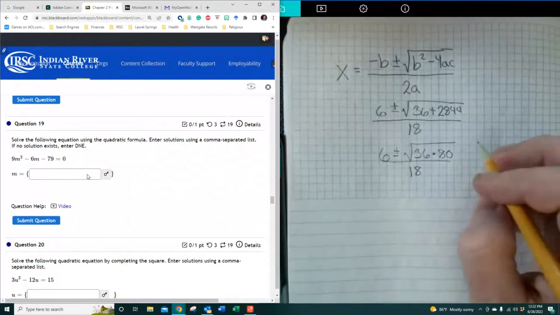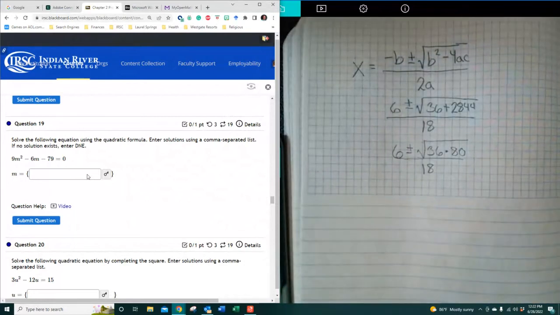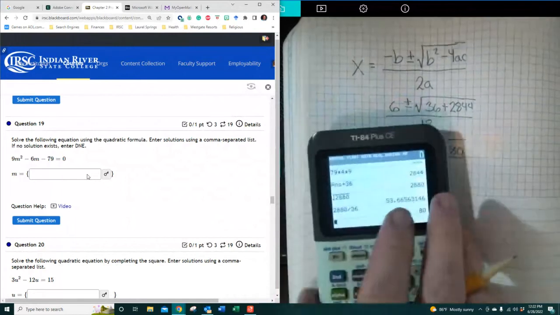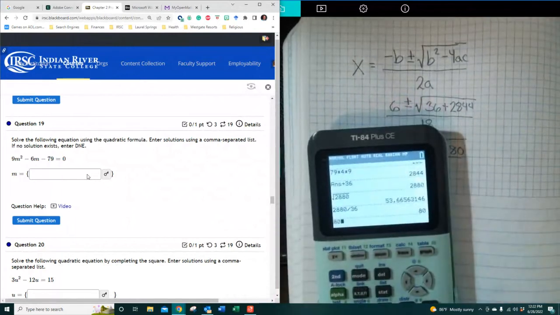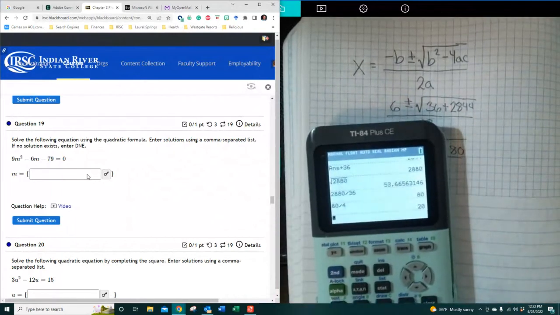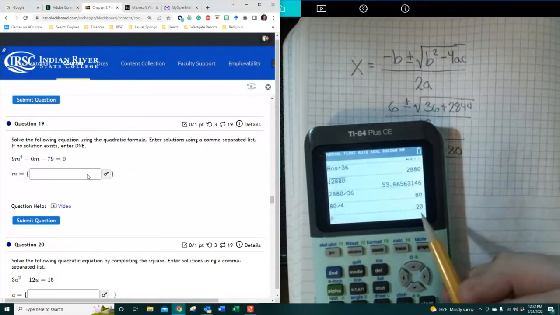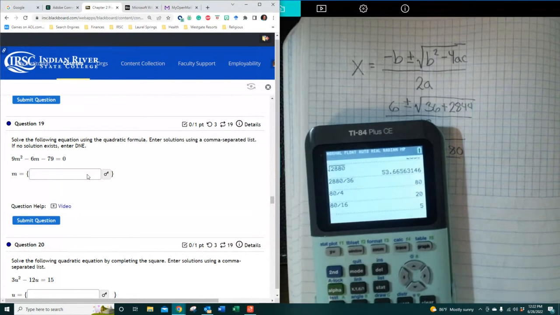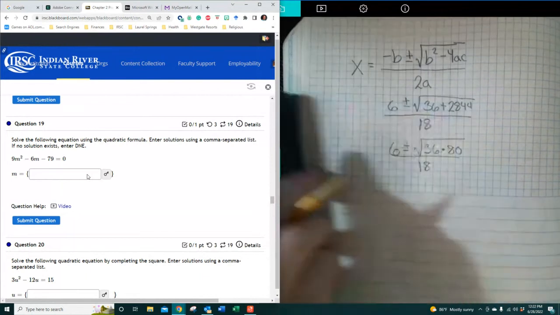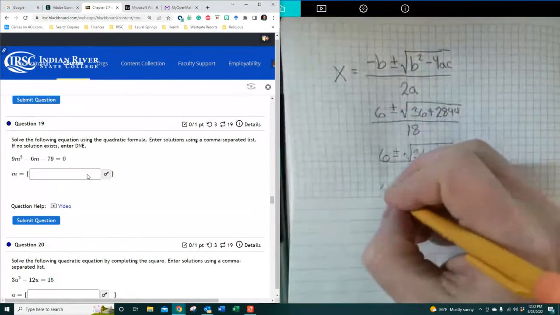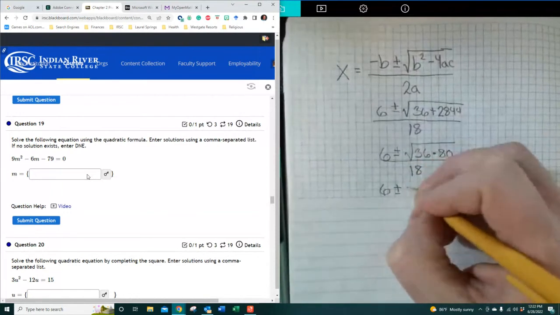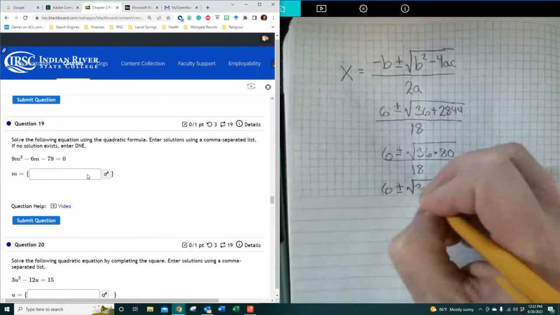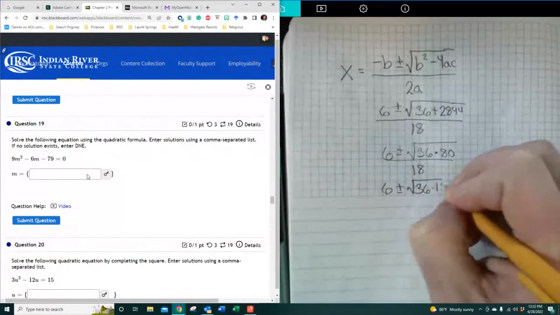So the thing is that 80 can be broken down further, though. You could divide 80 by 4, for example. So if we take 80 and divide it by 4, we get 20. But wait a second. 20 has another 4 in there. So 80 divided by 16 comes out to 5. So what we're going to do is break this up even further: 36 times 16 times 5.